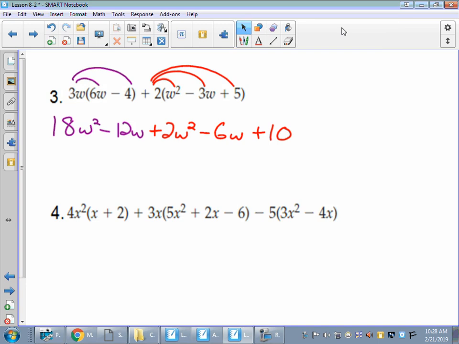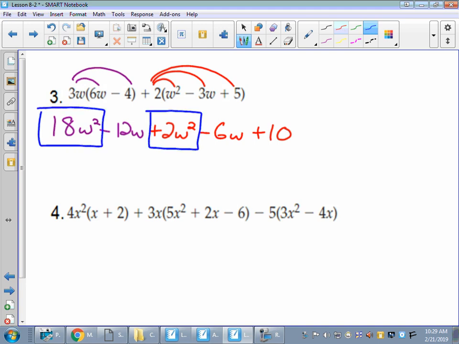Okay. So the next step, we distributed. We use our properties of exponents while we distributed. Now we look to combine like terms. Do we have any terms that we can combine? Well, sure. We've got an 18w squared here, and we've got a 2w squared here. So we could combine those. 18 plus 2 would give us 20w squared.